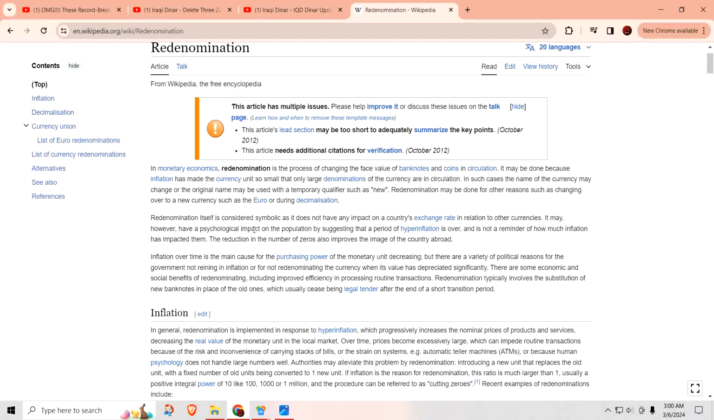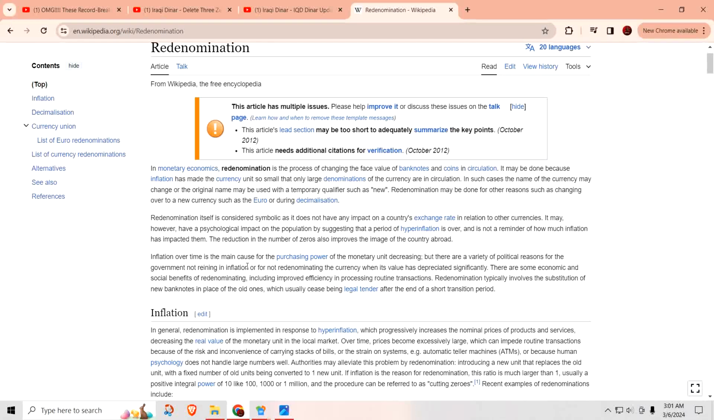Redenomination itself is considered symbolic, as it does not have any impact on the country's exchange rate in relation to other currencies. That's the exchange rate. That's the Forex that they're talking about. It may, however, have a psychological impact on the population by suggesting that a period of hyperinflation is over, and is not a reminder of how much inflation has impacted them. The reduction in the number of zeros also improves the image of the country abroad.